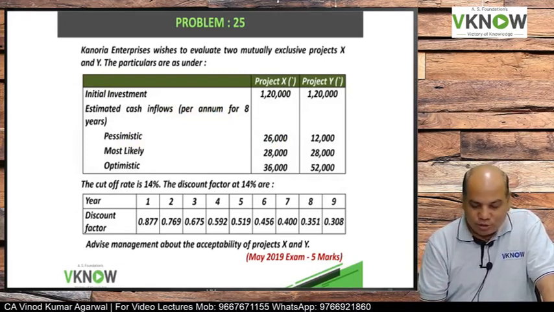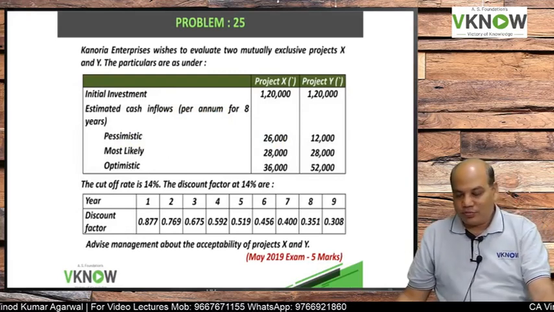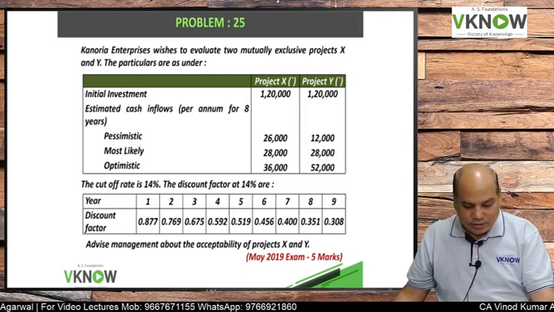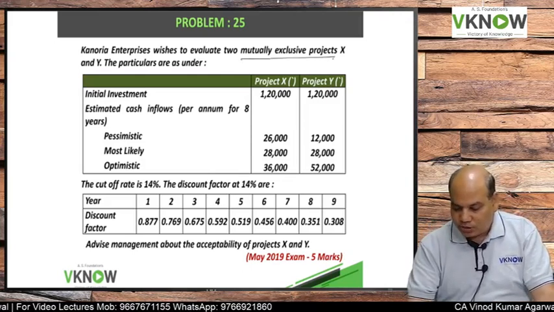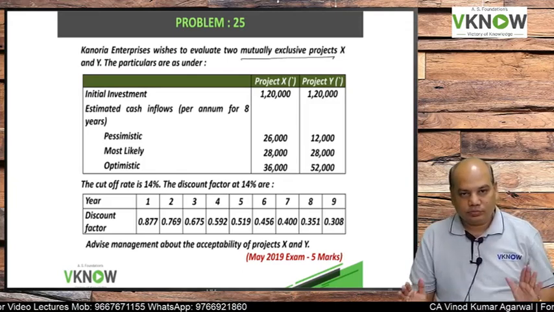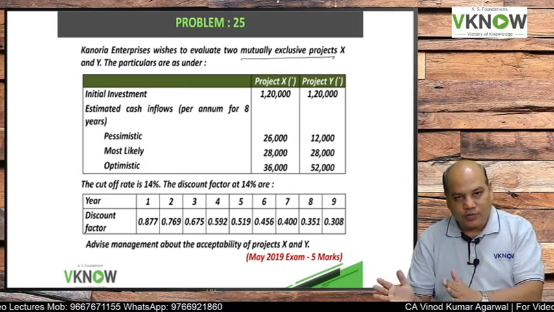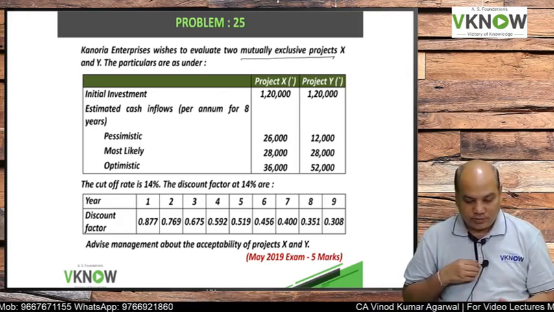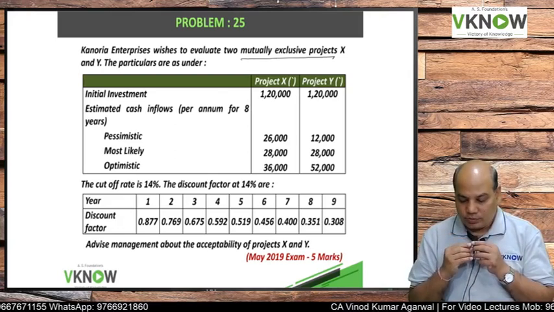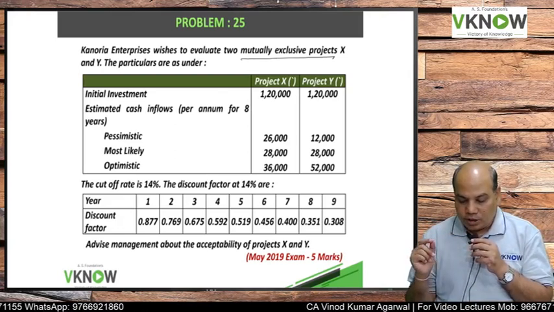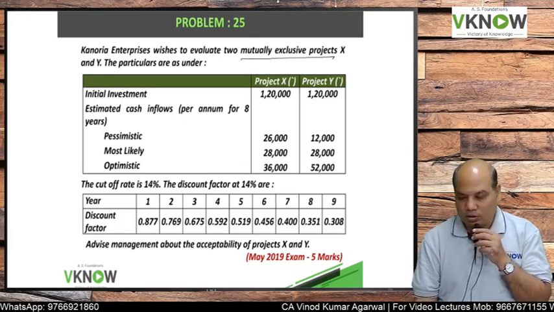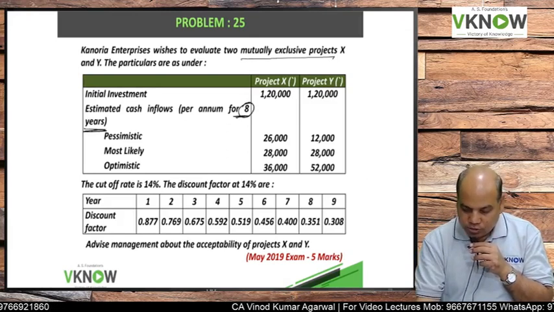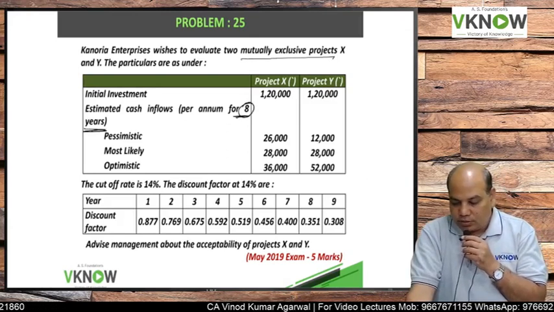Question number 25, Kanuria Enterprise wishes to evaluate two mutually exclusive projects X and Y. Mutually exclusive means acceptance of one will lead to rejection of other. We have to make a choice between X and Y. Initial investment is same, 1,20,000 each. Estimated cash inflow per annum for 8 years. For 8, underline 8 years for calculation of NPV. You will use 8 years.